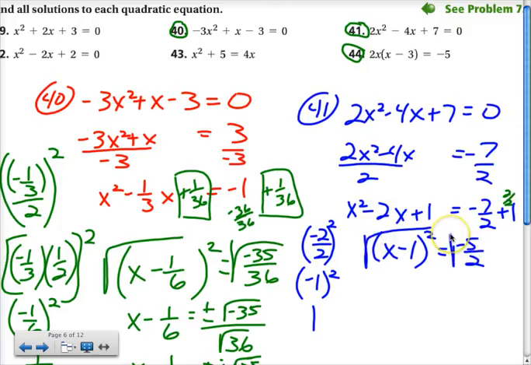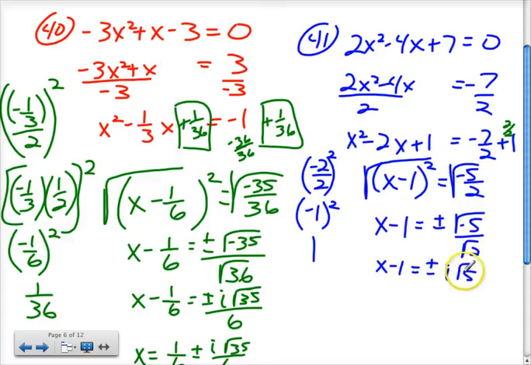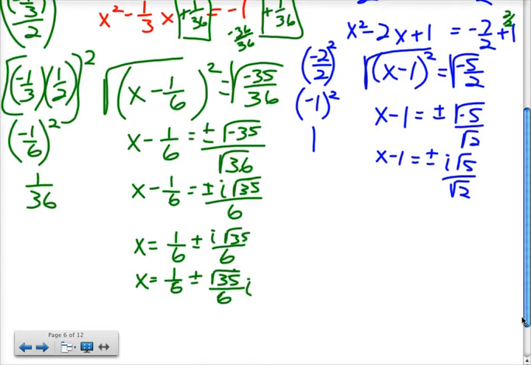Then I need to take the square root of both sides, and that will give me x minus 1 equals plus or minus the square root of negative 5 over the square root of 2. I can simplify that just a little bit by making it i square root of 5 over the square root of 2. But the problem is, again, I have a radical in the denominator. So I need to multiply my numerator and my denominator by the square root of 2, and x minus 1 will equal plus or minus i square root of 10 over the square root of 2 times the square root of 2, which is the square root of 4, which is 2.